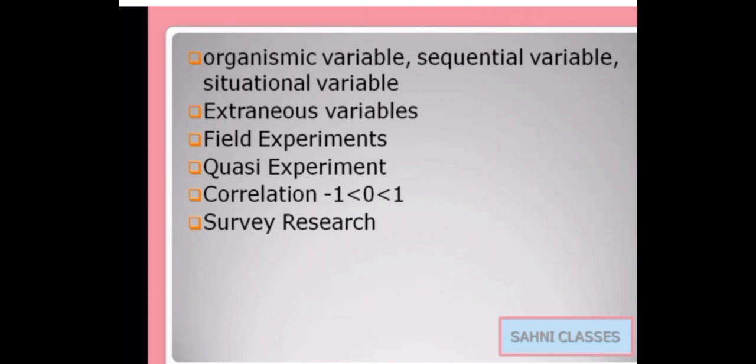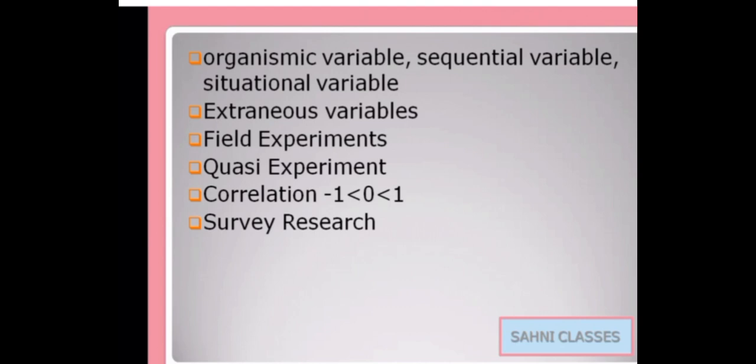In order to generalize our research, we can conduct experiments in the field or quasi-experimental studies. Field experiments are done in natural settings, and quasi-experiments are done when no further manipulation is possible.